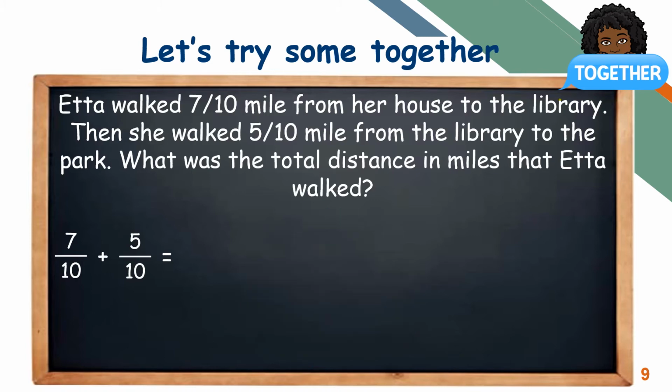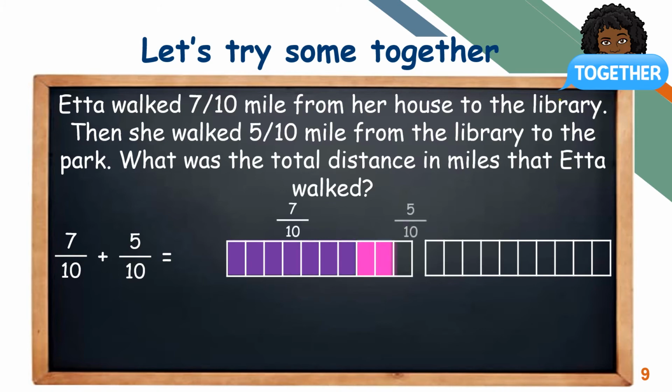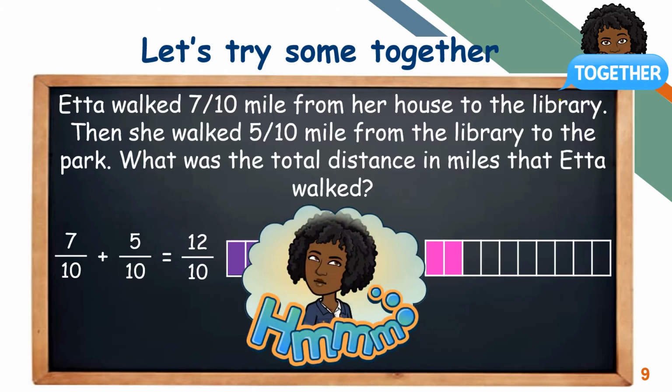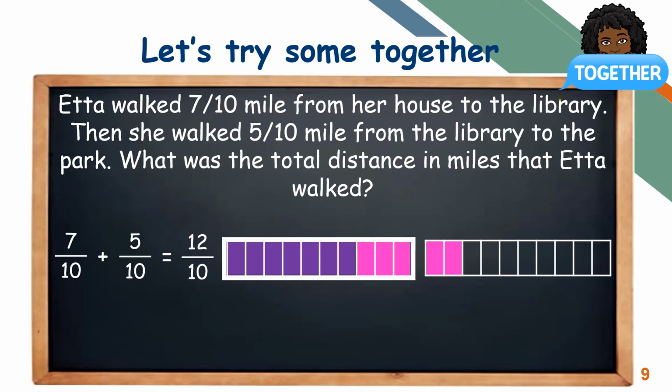We can shade 7/10 and 5/10 on the model. When we add them together, we see that 12/10 are shaded. To convert that improper fraction into a mixed number, we can use the model. Pause the video and write 12/10 as a mixed number. We can see that one whole rectangle is shaded and 2/10 are shaded on the other rectangle. So the mixed number is 1 2/10.